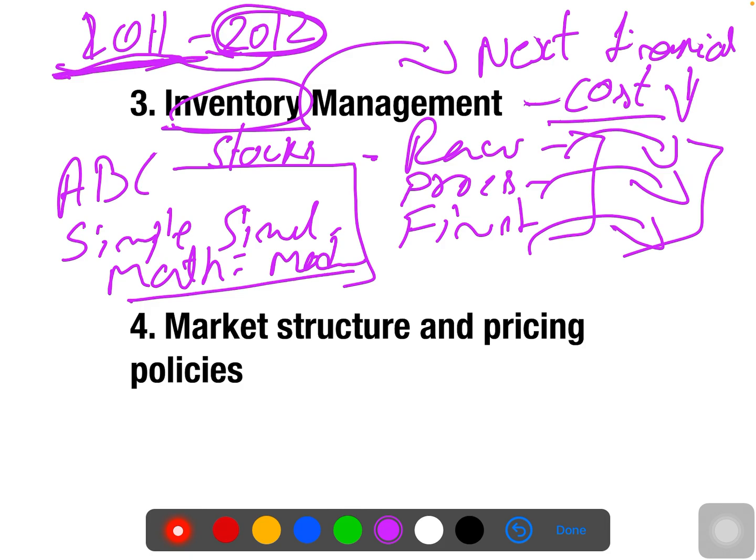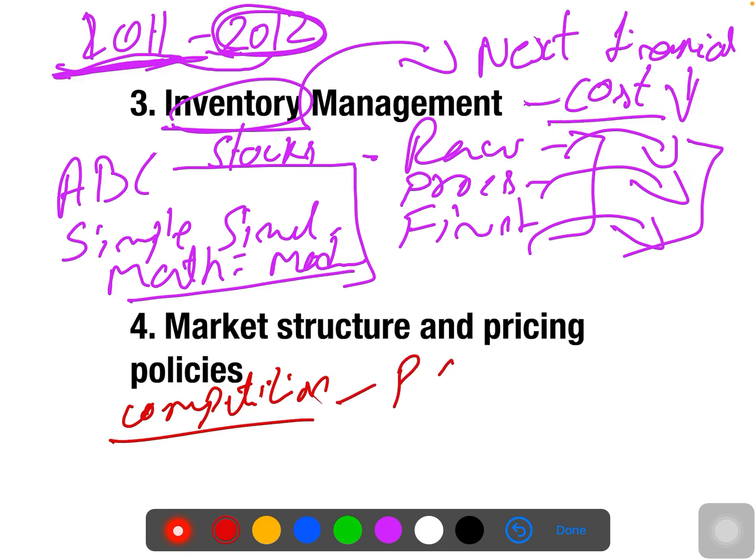And the next one we have is market structure and pricing policies. What is market structure? It is always complete information about how the competition is. When you are going to face competition in the market, there are different kinds of competition. It can be perfect competition, monopolistic competition, monopoly, oligopoly, or duopoly. So many kinds of competition you have.